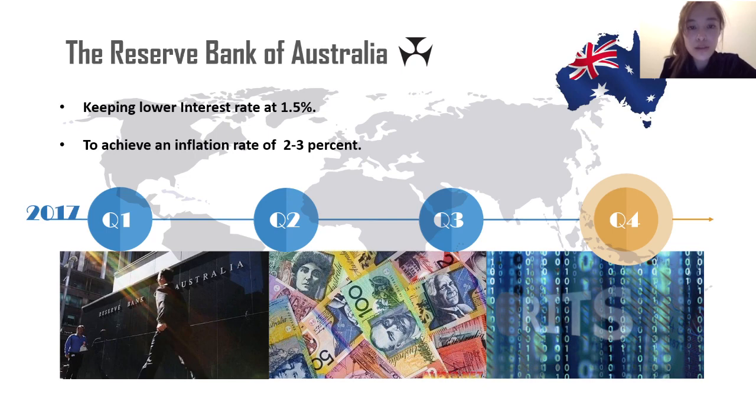The board judged that holding the stance of monetary policy unchanged at the meeting would be consistent with sustainable growth in the economy and achieving the inflation target over time. At the same time, the government and the Treasury have agreed the appropriate target for monetary policy in Australia is to achieve an inflation rate of 2 to 3% on average over time.